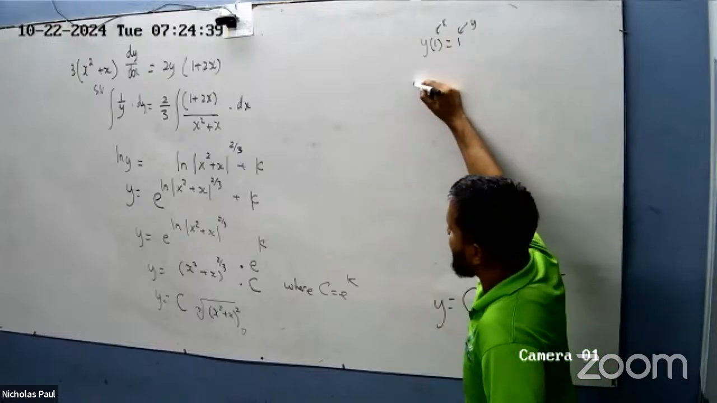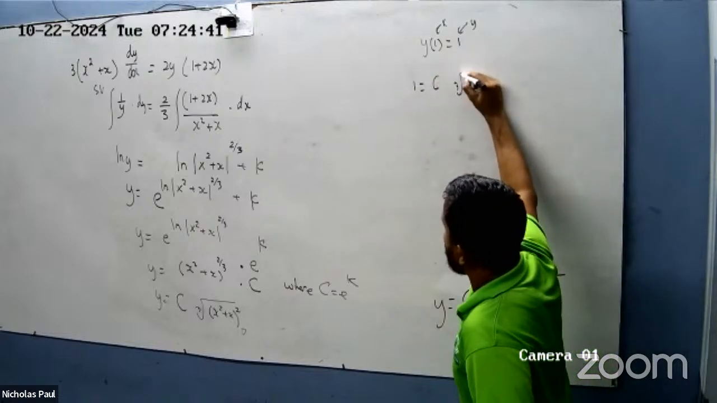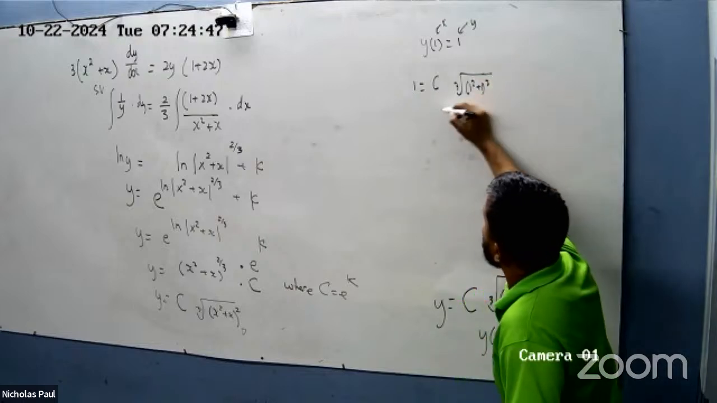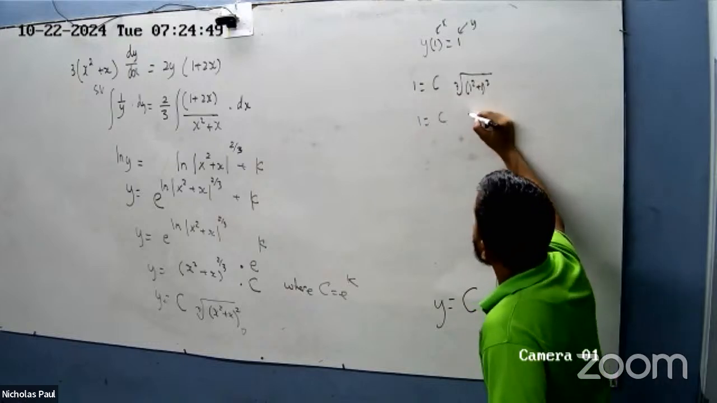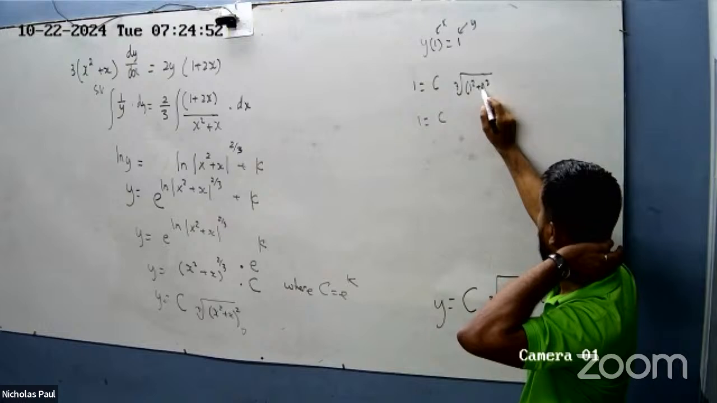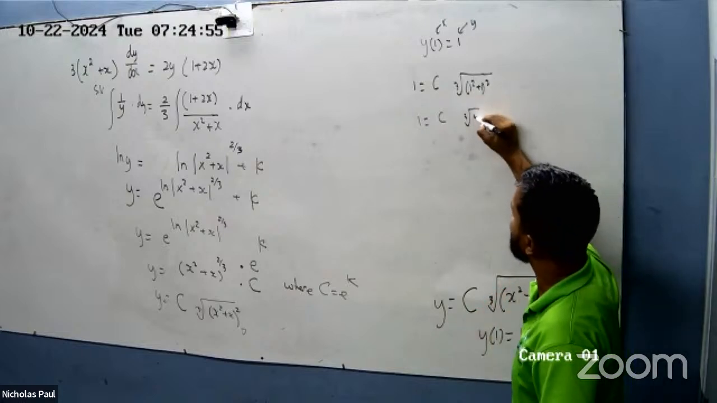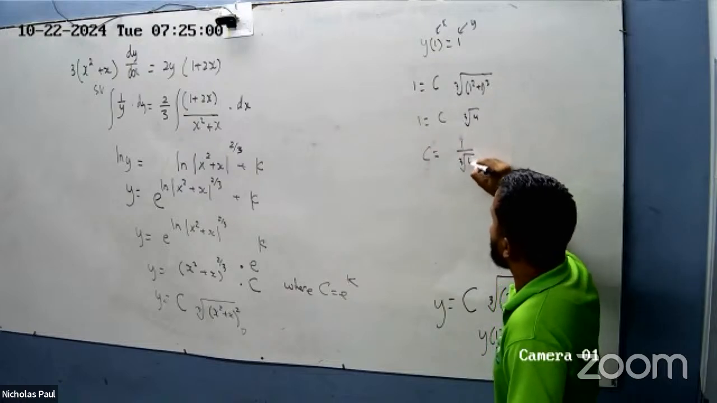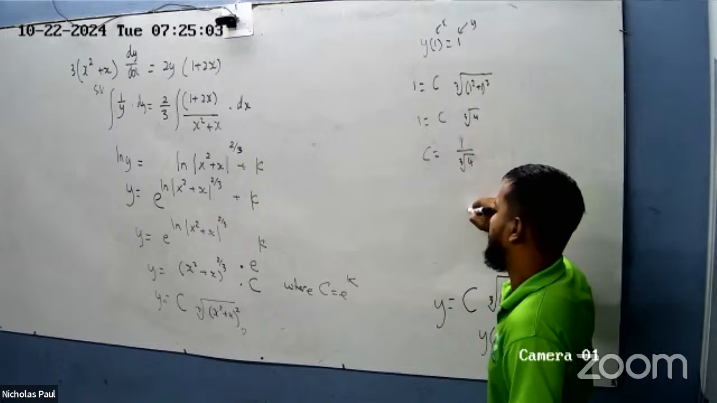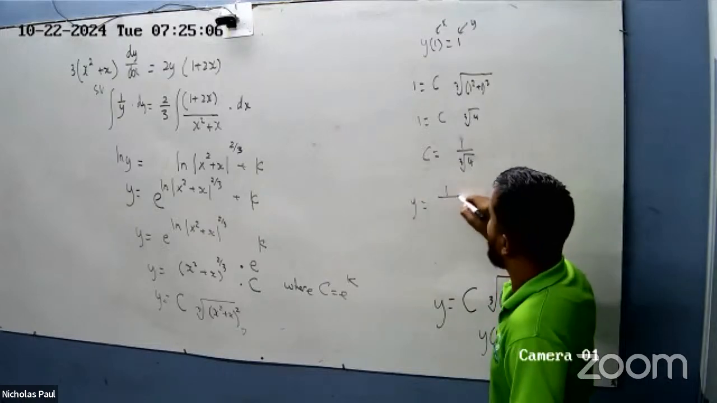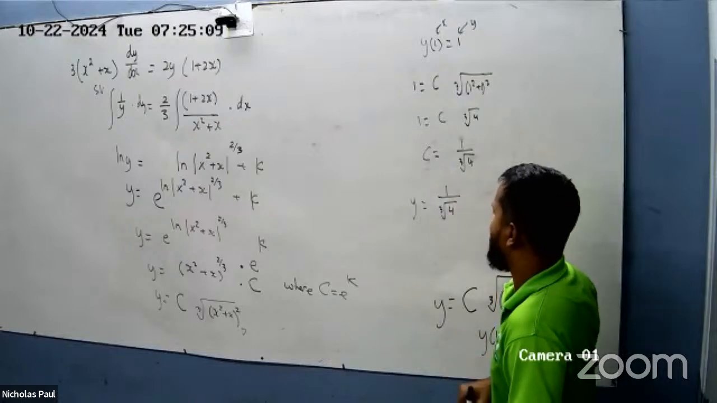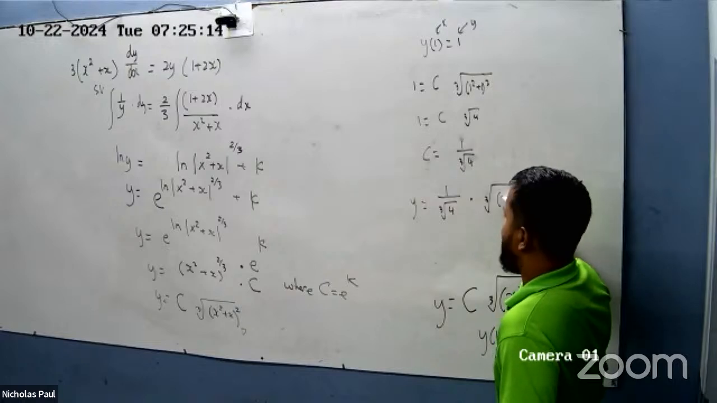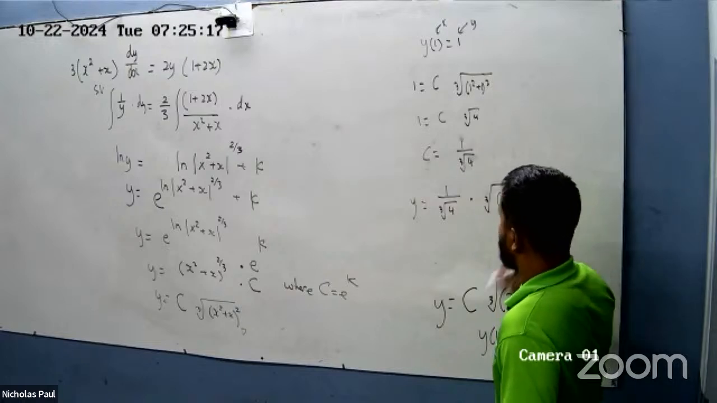So plug it in there, you'll get 1 is equal to C by the cube root of 1 squared plus 1 all squared. So what is that? So that's what? 2, 4, cube root of 4. Okay, can I give you something nice? So C is equal to 1 over the cube root of 4. Right, so I guess I'll leave it like that. 1 over the cube root of 4 by the cube root of x squared plus x all squared.